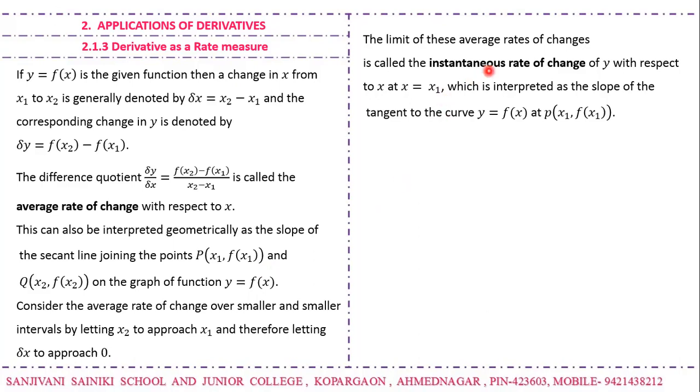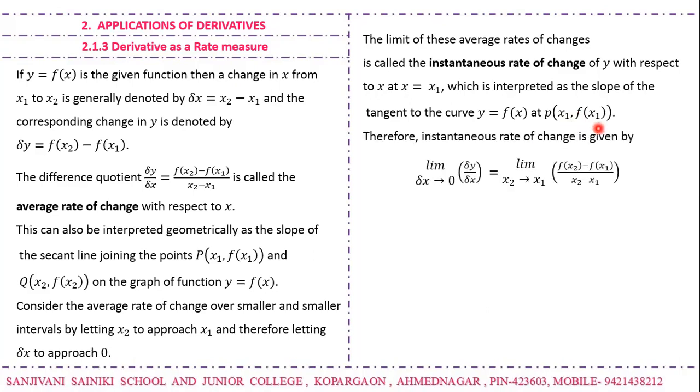The limit of this average rate of change is called the instantaneous rate of change of y with respect to x. What is it called? Instantaneous rate of change of y with respect to x when x is equal to x1. And it is interpreted as the slope of the tangent to the curve y is equal to f of x at the point (x1, f of x1).